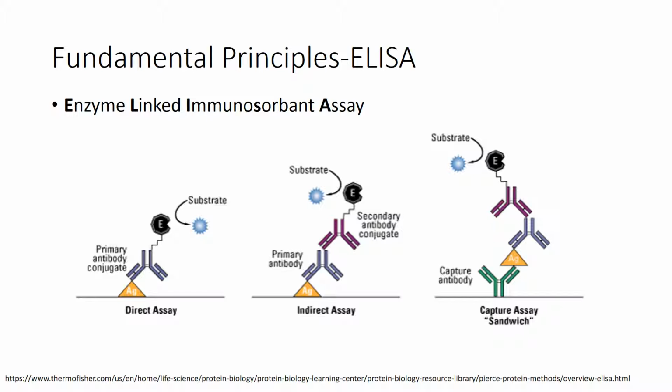So ELISA stands for Enzyme-Linked Immunosorbent Assay, and there are a few different types of ELISA. Direct, indirect, and a sandwich assay. For all types of ELISA, either the antigen or a capture antibody is immobilized on a plate, and an enzyme-linked antibody is used to create a measurable signal.